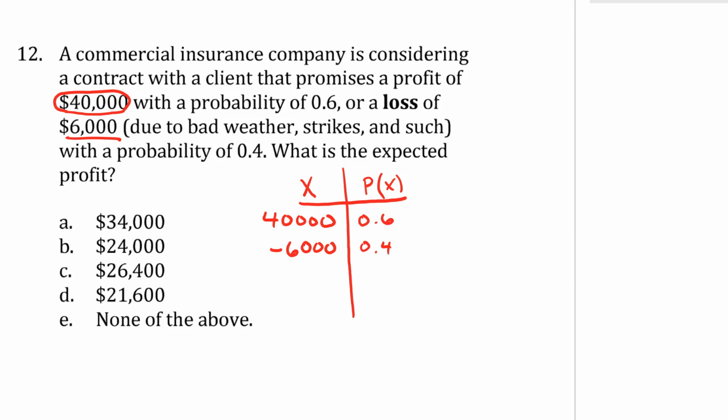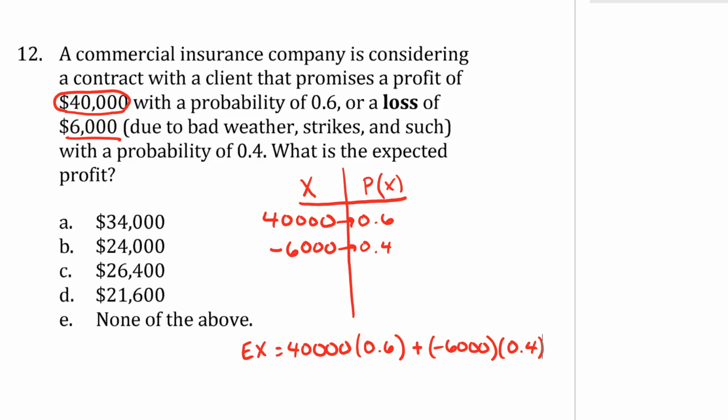Once we're here, there's two ways we can handle this. It's only two values, so it might be pretty easy just to set up the equation using the formula, which if you recall is just every value times its probability. Then we add it all together. So in this case, we can find the expected value of our profit X is 40,000 times its probability, which is 0.6. And then we add this to the next one, which is negative 6,000 times its probability of 0.4.